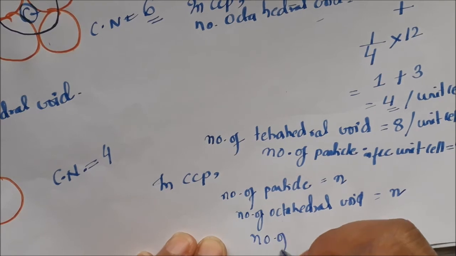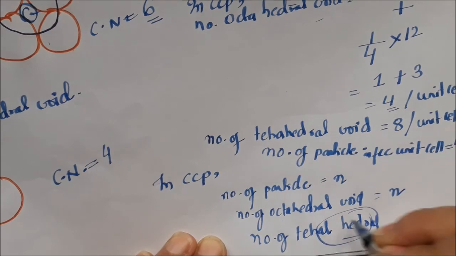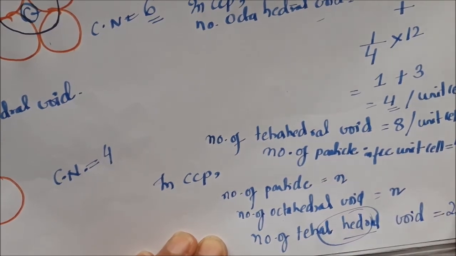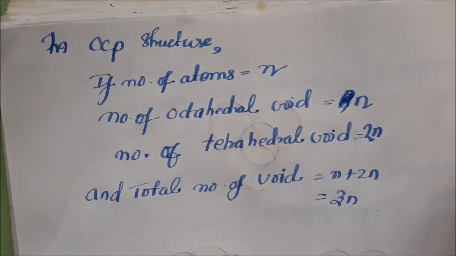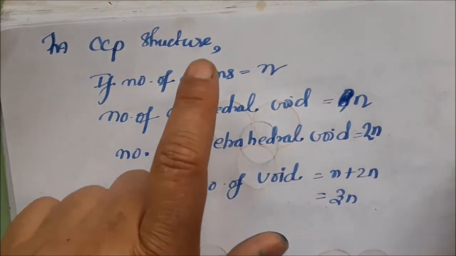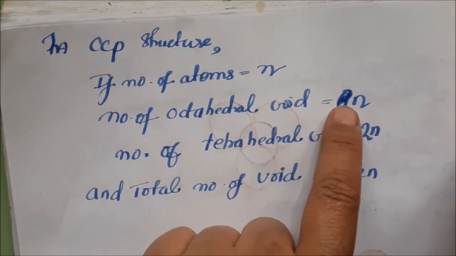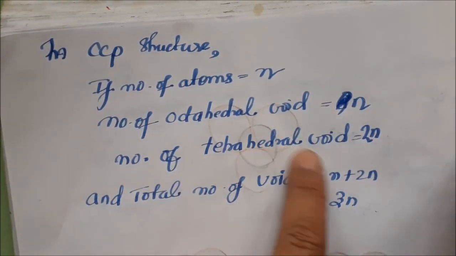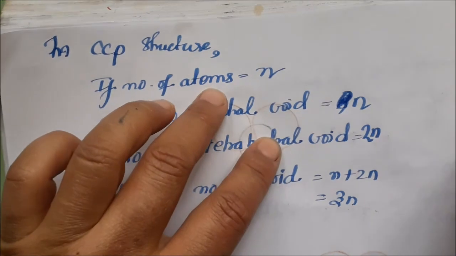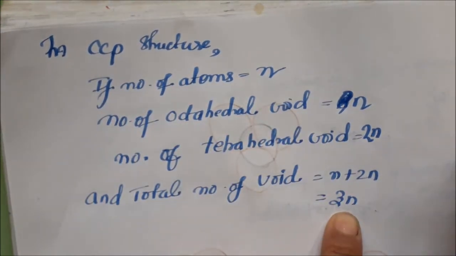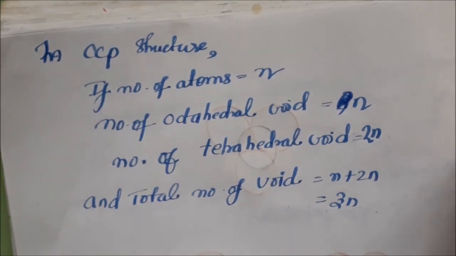Then the number of tetrahedral voids, how much will it be? Tetrahedral voids are double, right? 2n. So what we can conclude is, in the CCP structure, if the number of atoms present is n, then the total number of octahedral voids is n and the total number of tetrahedral voids is just double, 2n. So what is the total number of voids? If you add them, you get 3n. So the total number of voids present in the CCP structure is 3n.